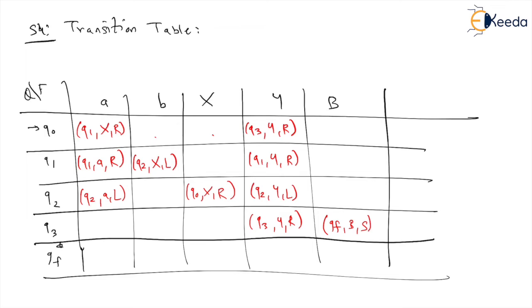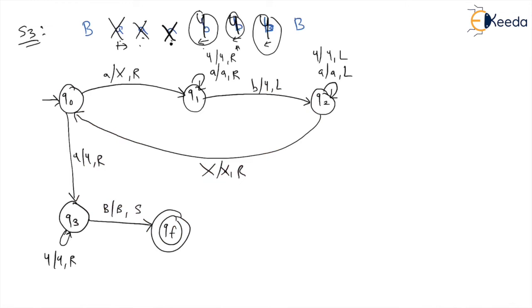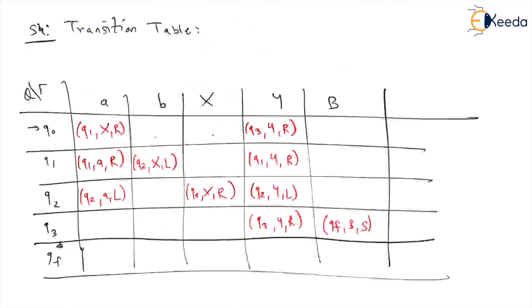Lastly, for QF, does QF go out anywhere? No. So the entire row is going to be empty. So we can simply write it over here as, since it is the final state, it is not going to show anything and we are done with the transition table. So that's how easy it is to represent.